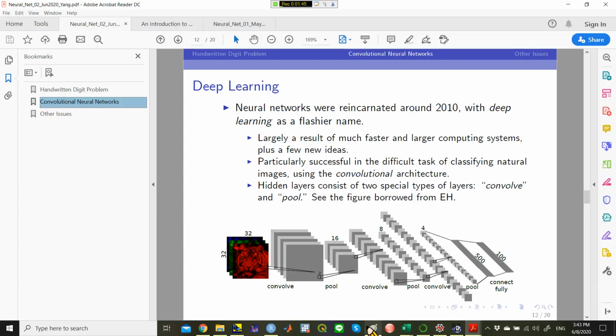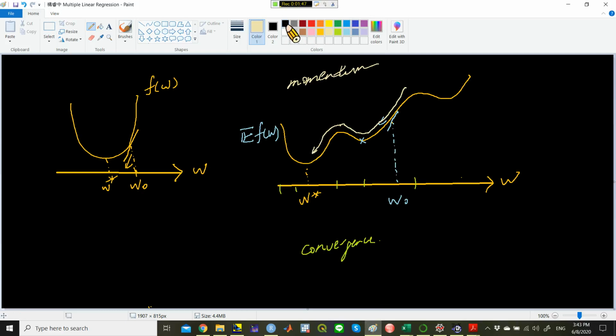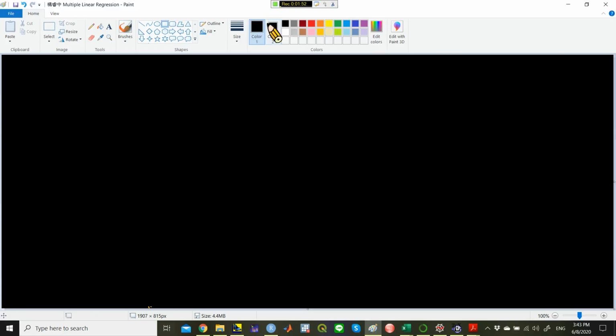Let's go to our blackboard for a while. Let me erase something first. Okay. Remember, in our example, each image is a 28 by 28 matrix, and we can rewrite it as a 784 by 1 vector. So then for our input we have 784 inputs.